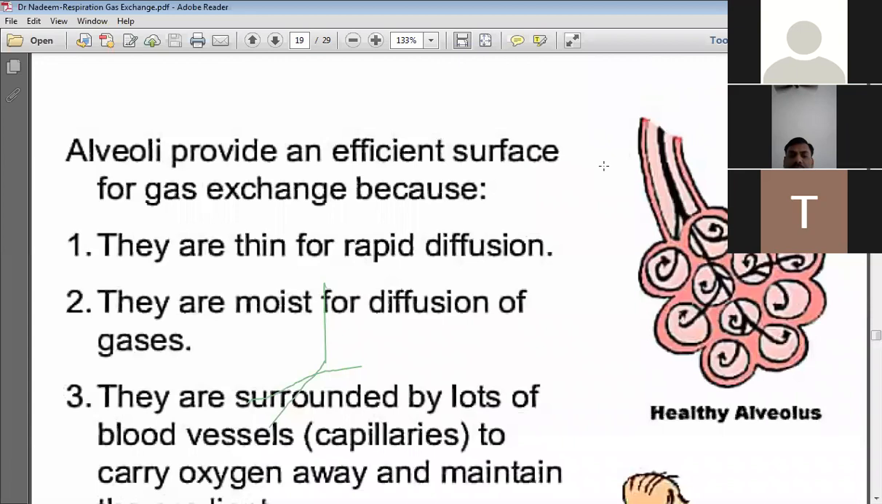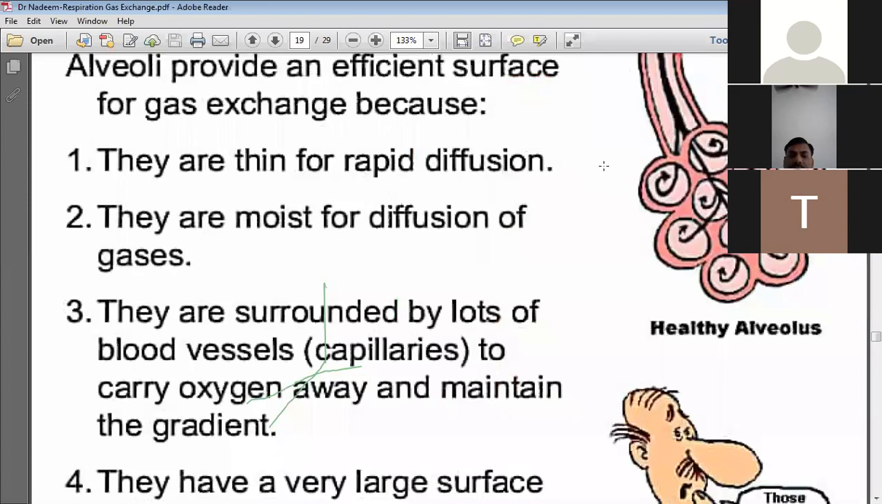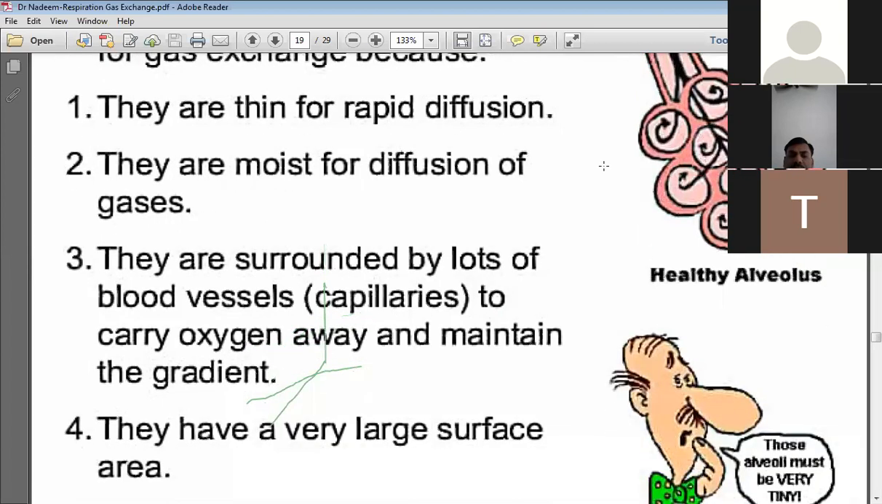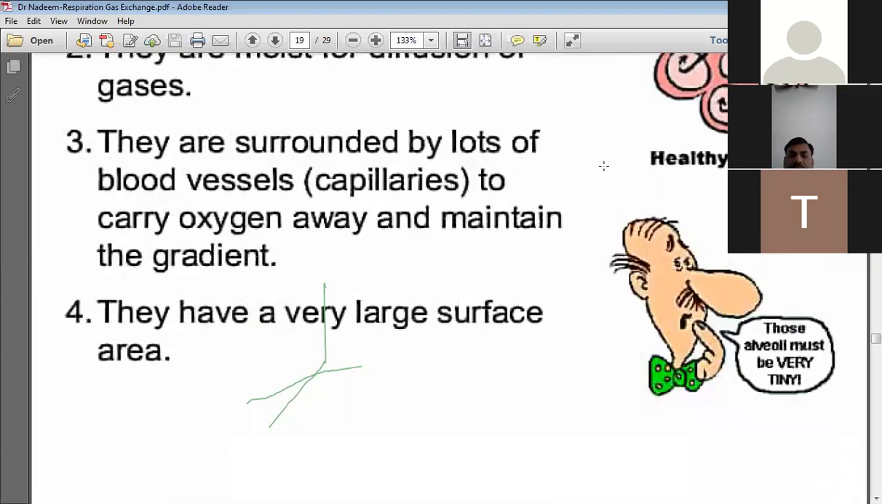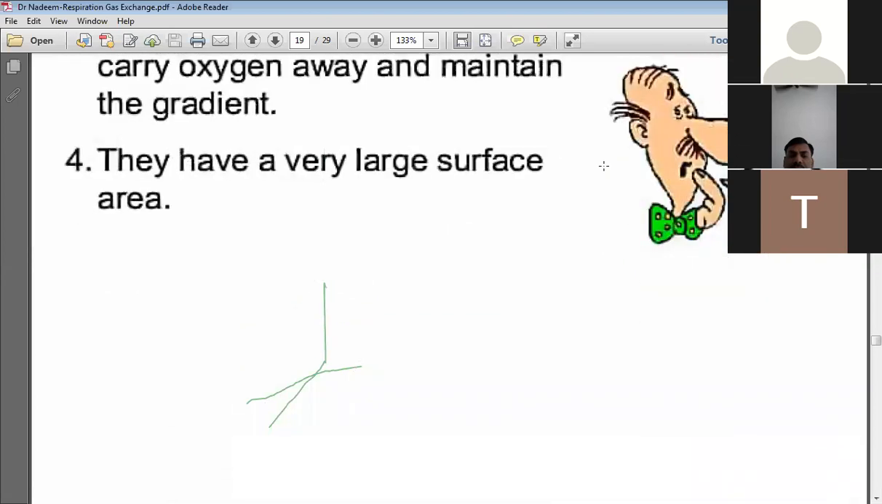These are the properties. The first and most important is that they are thin for rapid diffusion. They are moist for diffusion of gases. Another important property: they are surrounded by lots of blood vessels, that is capillaries, which carry oxygen, transporting oxygen from the alveoli to the different cells. Last but not least, they have a very large surface area.